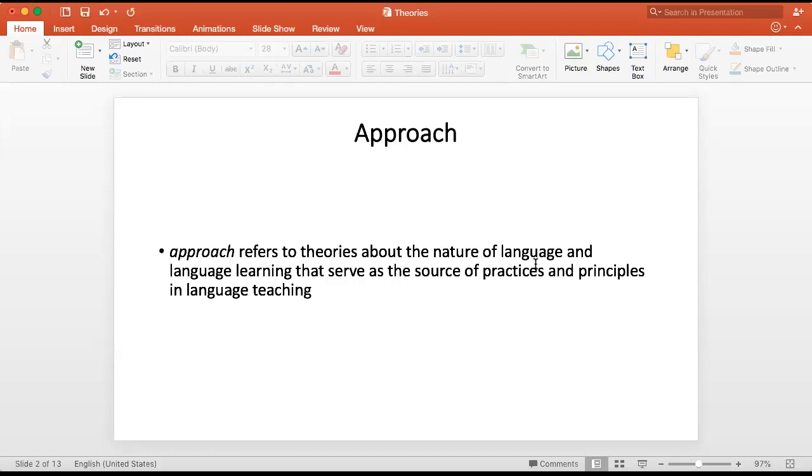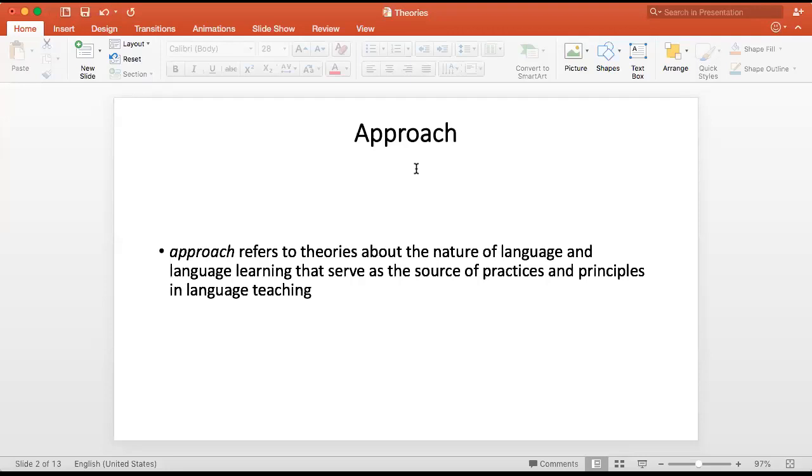So basically, when we define approach in language teaching methodology, let me add some more of the participants. Okay. So when we talk about approach in language teaching methodologies, we basically refer to the theories. Okay. What kind of a theory? That stay consistent with the method, or there has to be compatibility within the theory and the method chosen to teach the second language. And in our scenario, in Pakistani context, is usually teaching of English as a second language. So approach refers to those theories about the nature of the language and language learning. And these approaches serve as a source of practices and principles in language teaching.